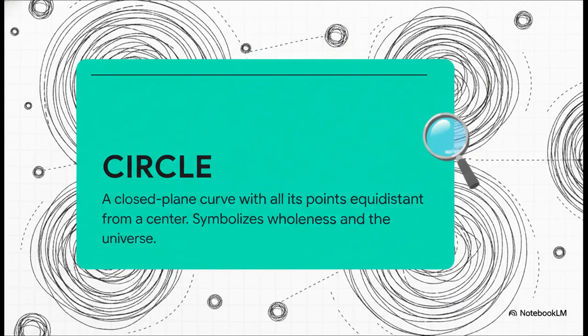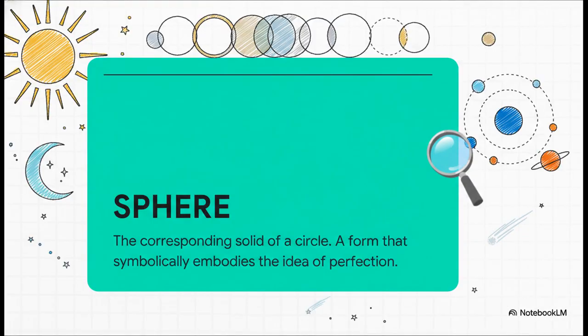It's pure unity. Now let's take that perfect circle and give it some volume. What do you get? You get the sphere. It embodies all that amazing symbolism of the circle, wholeness, unity, eternity, and it makes it real, something you could hold. This is the form of perfection, which is probably why we see it in the heavens, the sun, the moon, the planet.